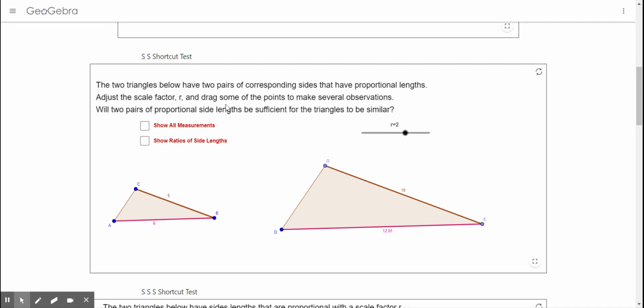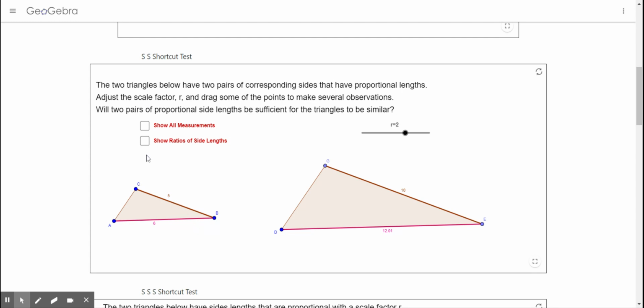You just looked at in your class a situation where we have a triangle with side lengths 5 and 6, and another triangle with side lengths 10 and 12. You can see this says 12.01, but it truthfully means 12. I fiddled with it. It's got some weird rounding errors here in the computer. So trust me that that's really 12. These two sides are obviously twice the length of these two sides.